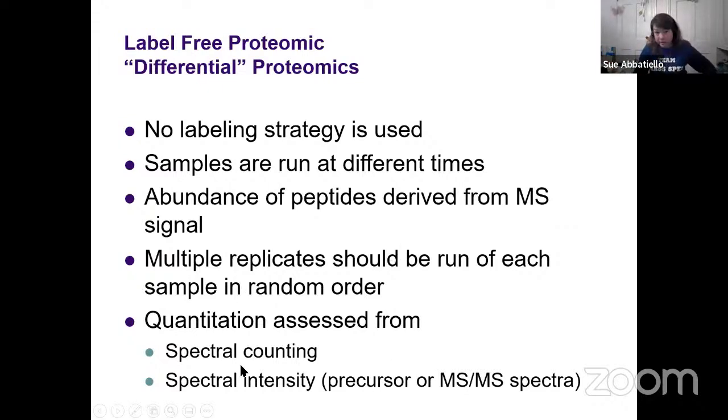Ideally, multiple replicates should be run of each sample in random order so that you are very highly sure that the changes that you see are related to biology and not a poor injection or bad electrospray. So you want to make sure the technical variability is assessed by doing replicates. And then quantitation is assessed from a number of options. Spectral counting is one, spectral intensity, extracting the MS1 or the MS-MS signal if you're doing DIA. And that basically is how that works.